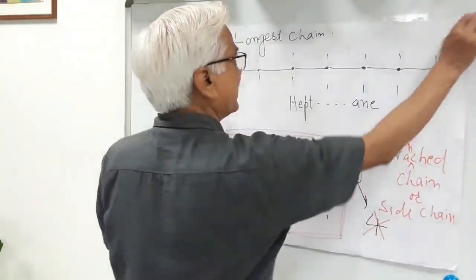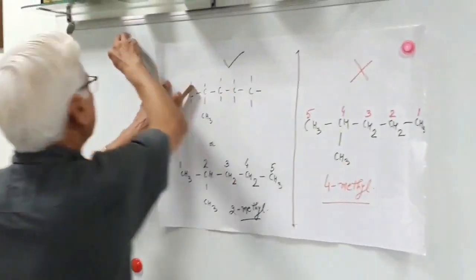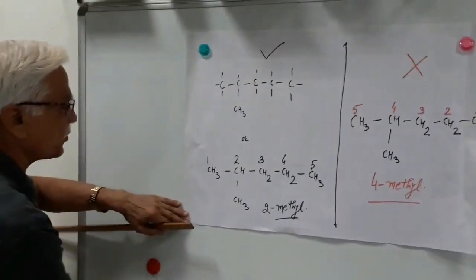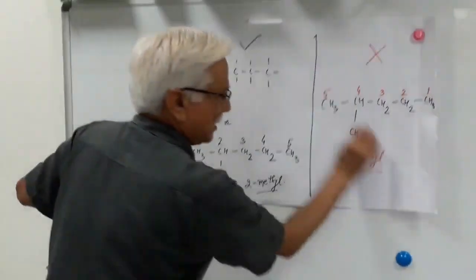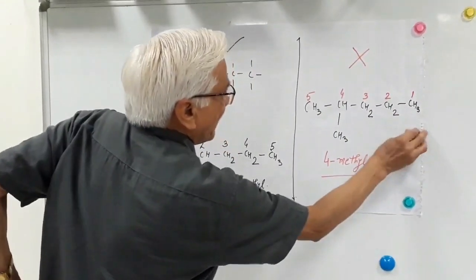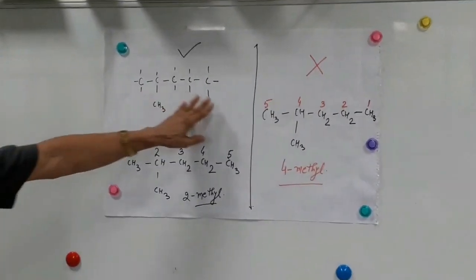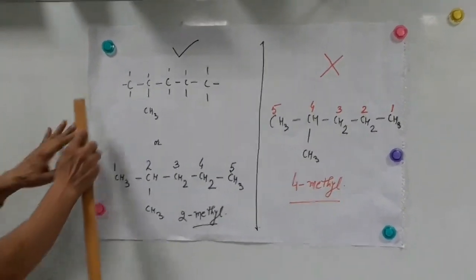I will take some more examples. I will mix up all the rules into, say, this structure. Now say I have taken this structure from your book only, just for explanation. So these are the two structures. This is the line structure. This is again a branched structure.